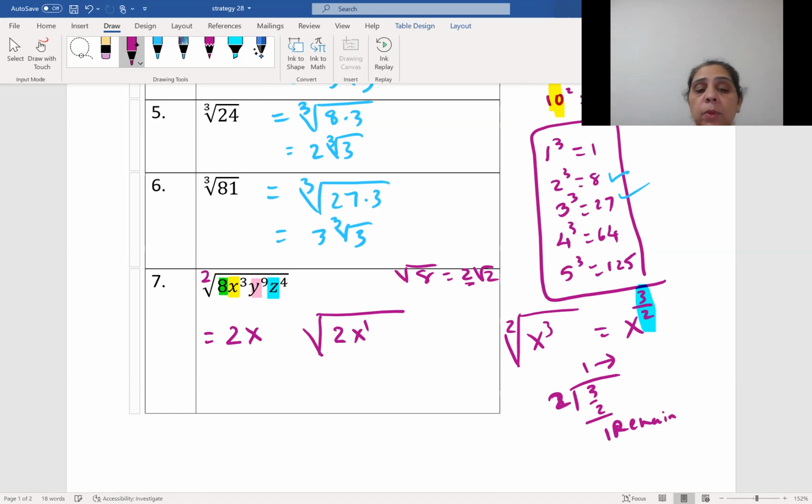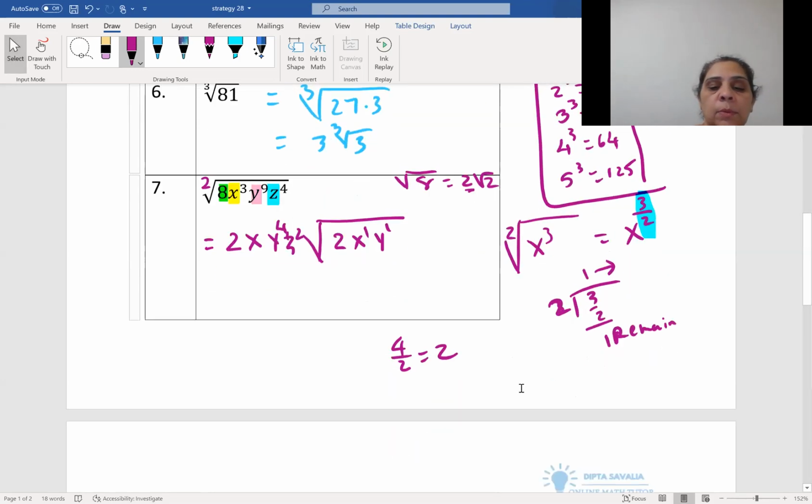All right, next one we have y to the 9th power. So you simply divide 9 by 2. You will get how many? 2 goes in 9, 4 times, right? So y to the 4th power outside, and 2 times 4 is 8, so 1 power will be left inside. Z to the 4th power, how many 2 goes in 4? If you have 4 divided by 2, simply you will get 2. So you will get z squared, and that's it. That's how you can do it.